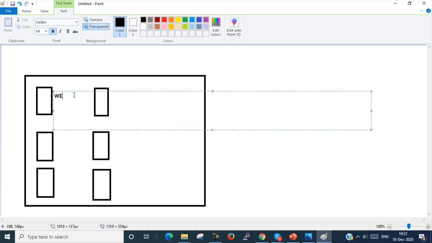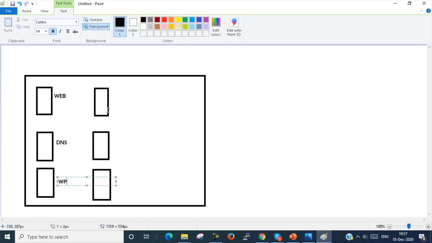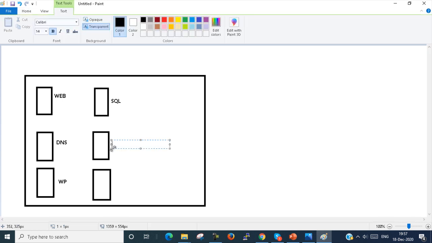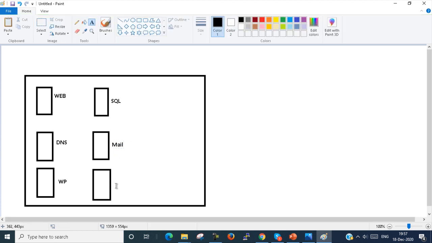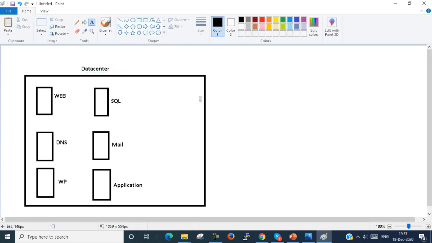This is my web server. This is my DNS server. This is my WordPress server. This is my SQL server. This is my mail server. And this is my, suppose, application server. And this is my data center, correct? Okay, so this is my data center.